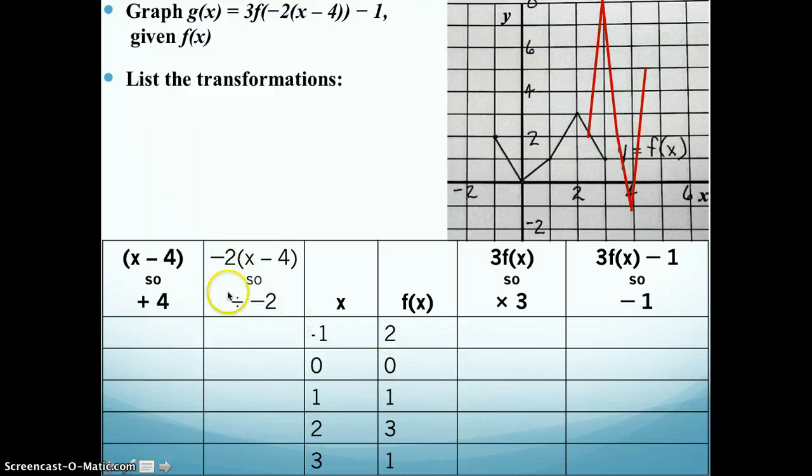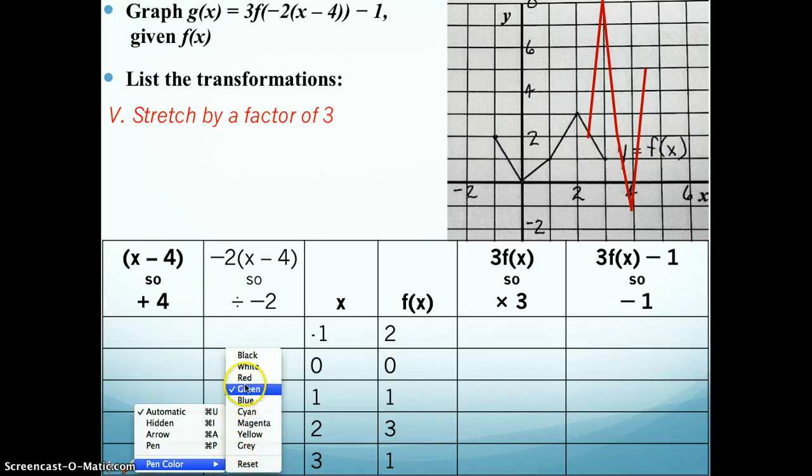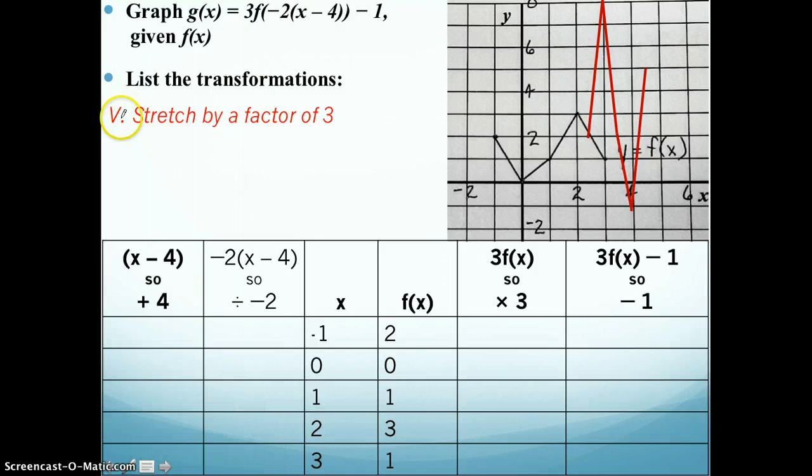Now, what I've done here already for you is broken down what our transformations are going to look like, so we'll look at them individually. Number 1, we see a vertical stretch by a factor of 3. That's caused by this 3 right here. Since it's vertical, that's going to be something we apply to the y values.